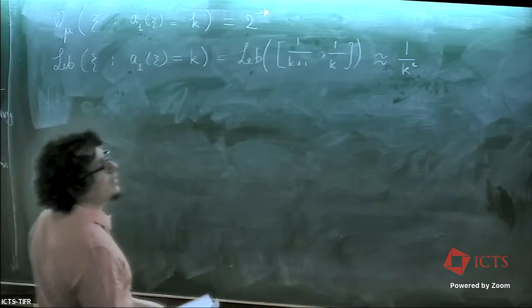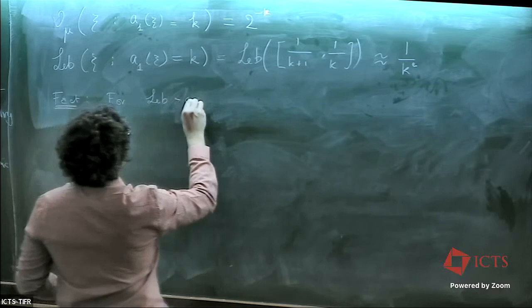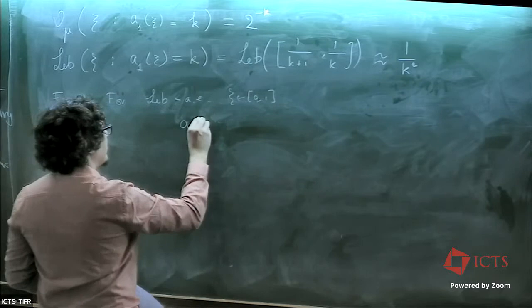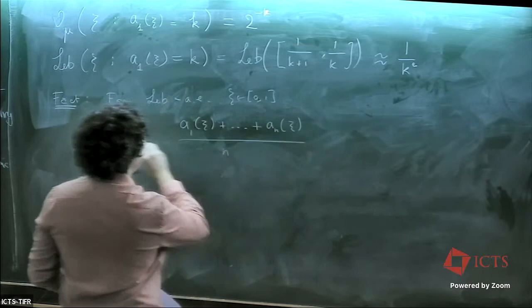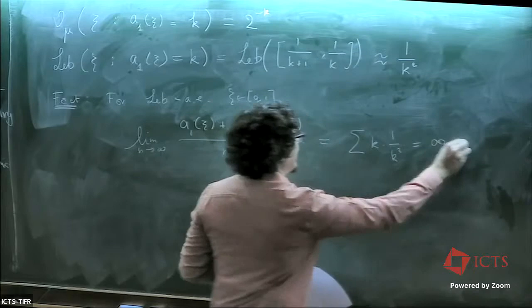So in fact, this is related to the curious fact that for Lebesgue almost every psi in 0, 1, if you look at the sum of the continued fraction coefficients, it's a corollary of this by applying the ergodic theorem. This is the expectation of this. So this is the sum of k times 1 over k squared. So this is infinite.